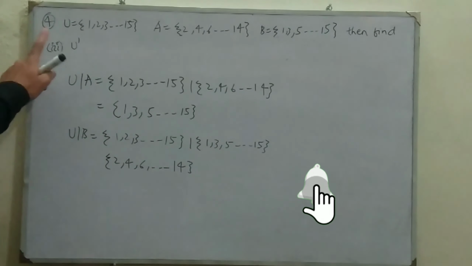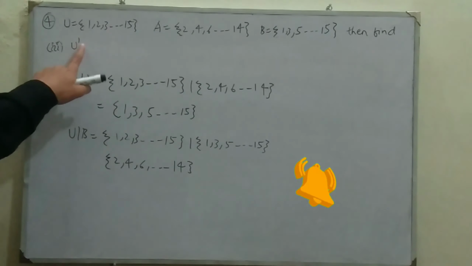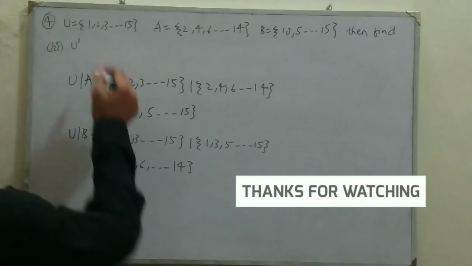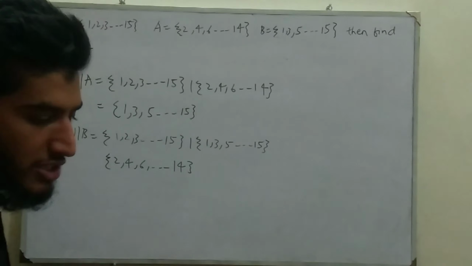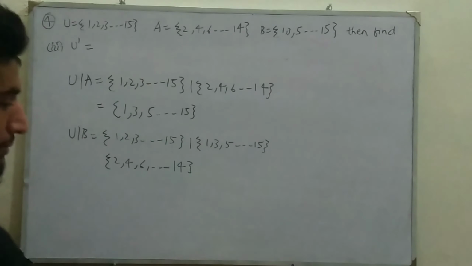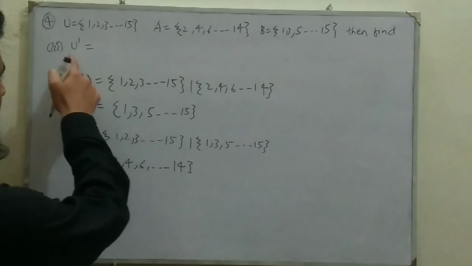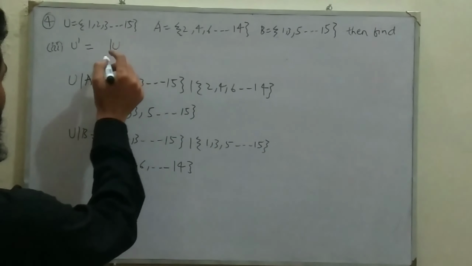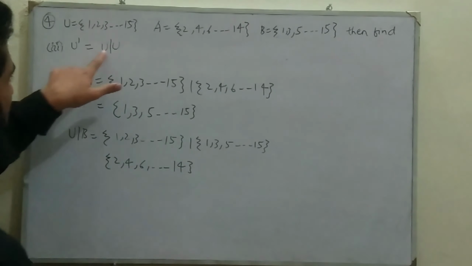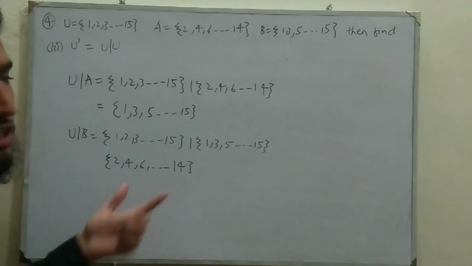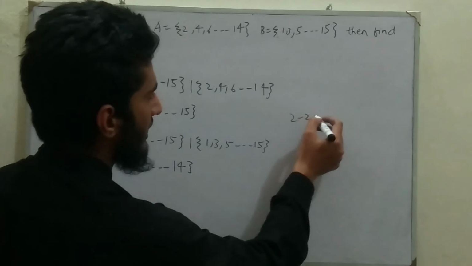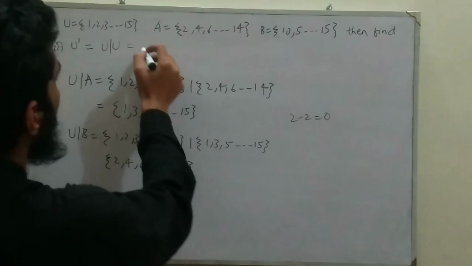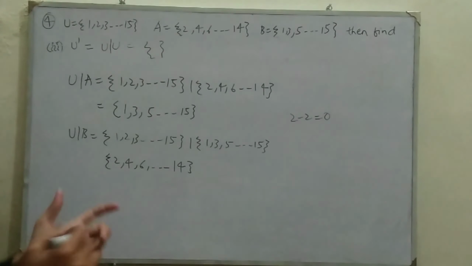For the third part of question number 4, it tells us to find U complement. U complement means, as we already learned in the definition of complement, subtracting the given set from the universal set. So here the set is U, so subtract it from the universal set U. U minus U automatically gives us 0, because the same number subtracted, just like 2 minus 2, gives us 0. That's why the result will be a null set or empty set.